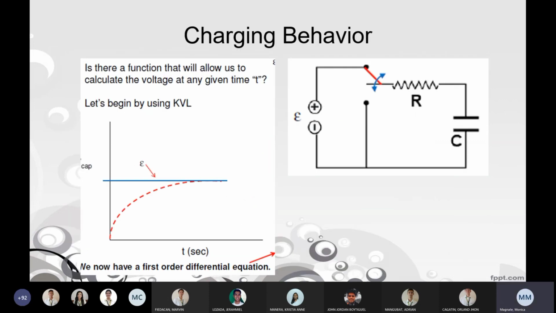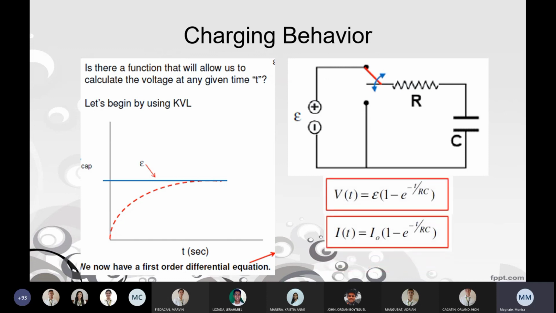So, is there a function that will allow us to calculate the voltage at any given time t? So, kung meron tayong circuit dito, we can use KVL. Kanina, di ba, sa source-free RC circuit na-derive natin yung formula na V0 e raised to negative t over RC. So, dito, pag meron na siyang R, initially equal siya sa E. So, yung V of t natin ngayon ay equal sa E times 1 minus e raised to negative t over RC. And yung I of t natin ay equal lang din sa I0 times 1 minus e raised to negative t over RC. Okay? So, yun yung magiging formula natin.